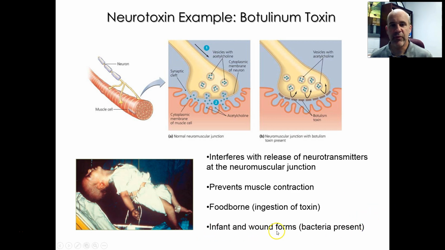There are infant and wound forms as well. So infants have weaker immunity. As we all know, their immune systems are still developing. So if they eat something that has the Clostridium botulinum toxin in it, the Clostridium botulinum bacteria can actually colonize the colon, where it's an anaerobic environment. And if they do that, they can start producing this toxin that gets into the bloodstream, travels throughout the body, and can shut down this communication between the nervous system and your skeletal muscles. Not a good thing to have.